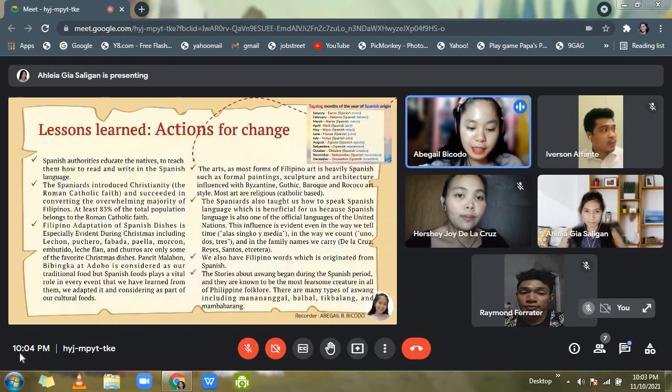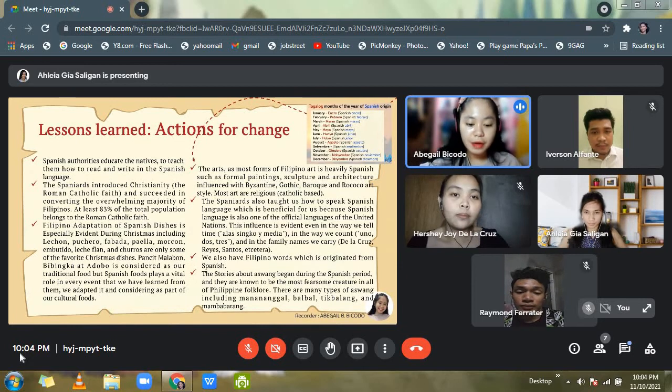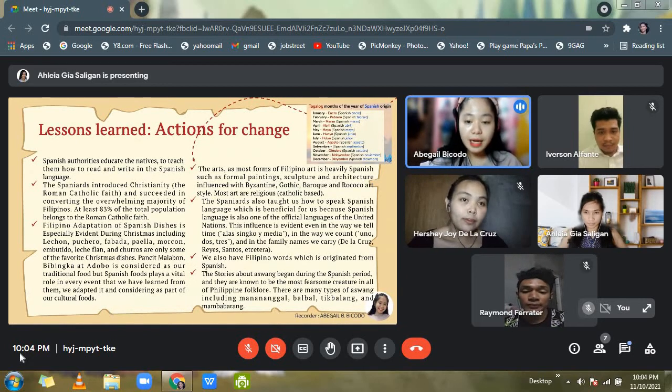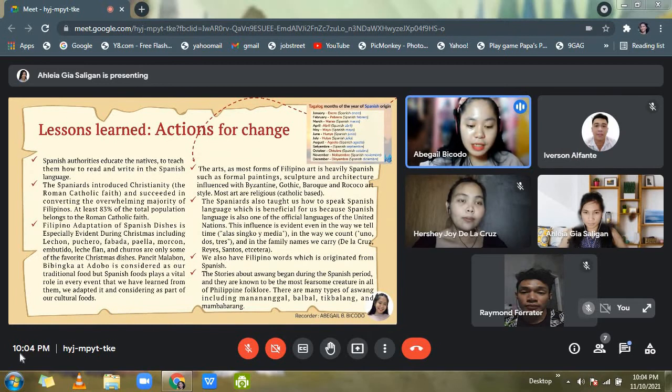So let's proceed to lessons learned, action for change. Spanish authorities educated all Filipinos, teaching them how to read and write in the Spanish language. The Spaniards introduced Christianity, which means the Roman Catholic faith, and succeeded in converting the overwhelming majority of Filipinos, at least 83%.